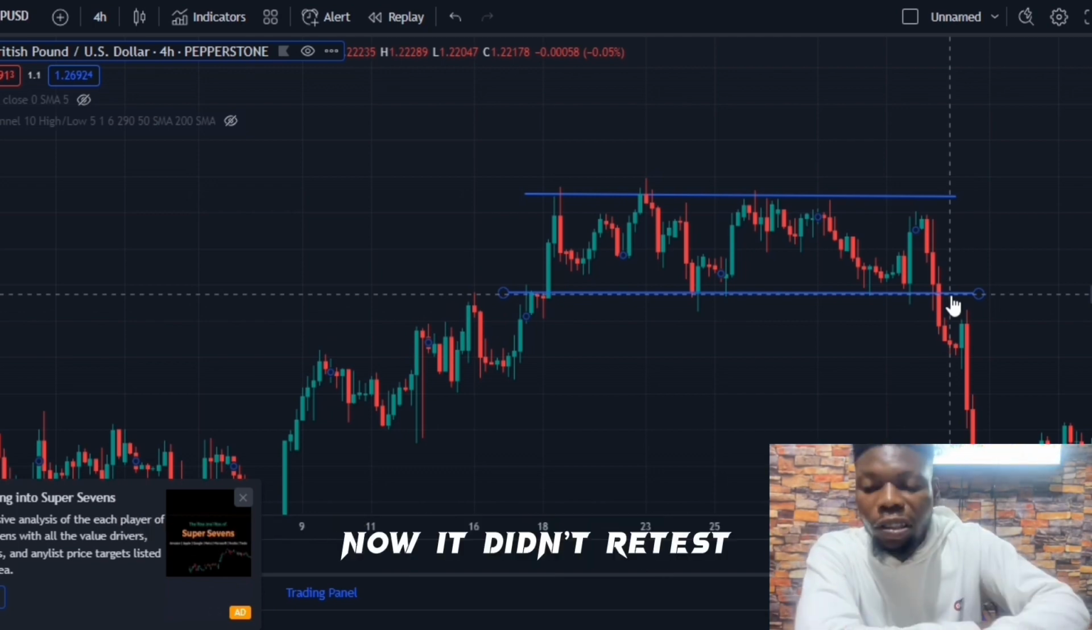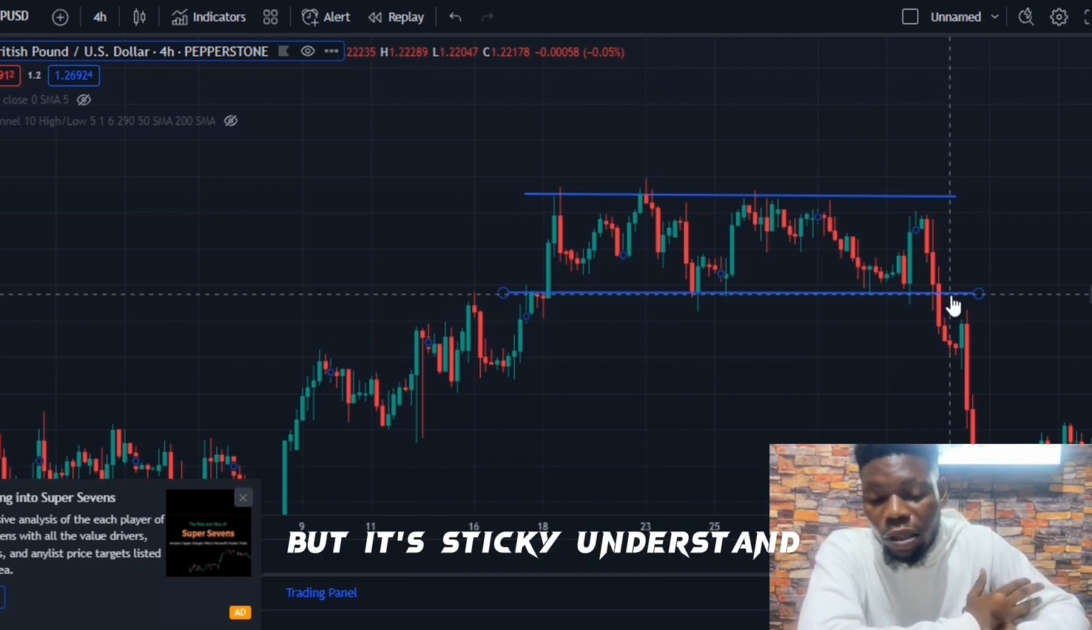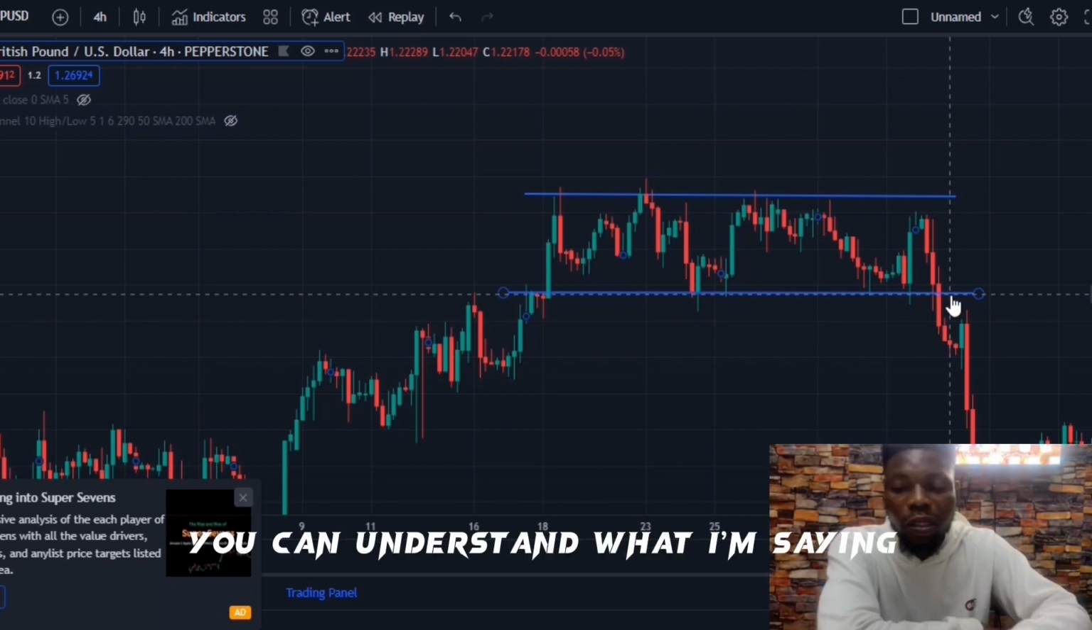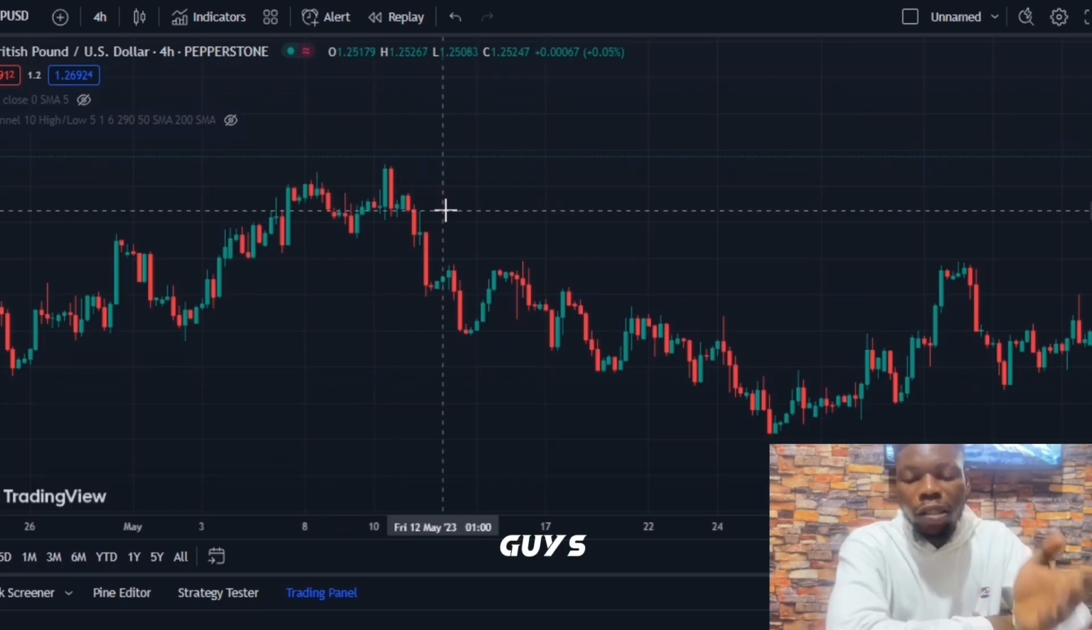Now it didn't retest the zone, but it still came. Understand? It doesn't happen in the market, but I'll show you guys more examples. You understand what I'm saying? Let's take another example. Guys, this is another example.